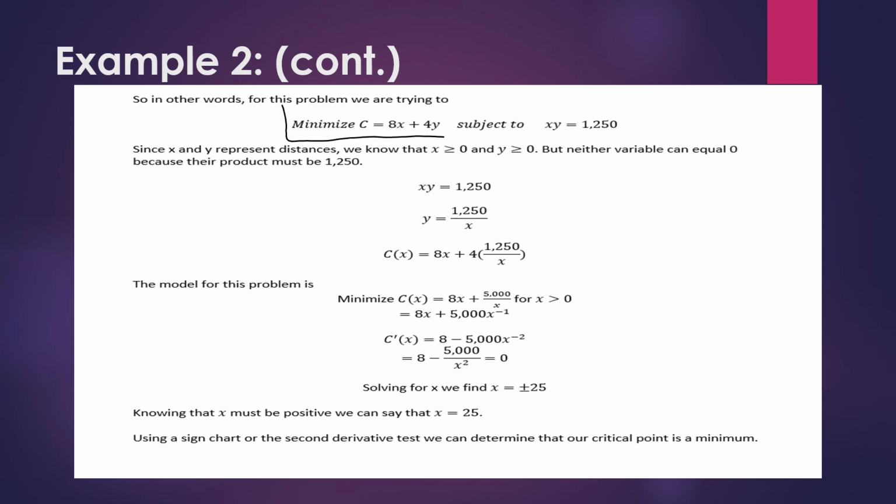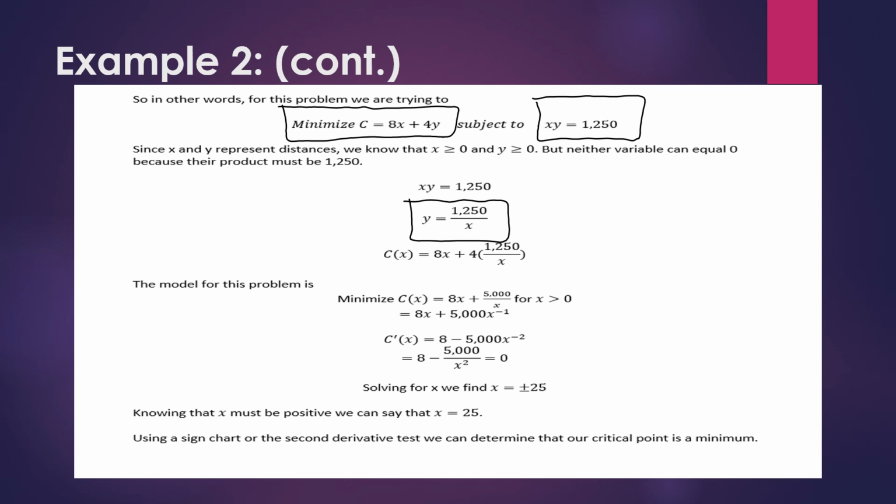We are trying to minimize the cost, which is 8x plus 4y, just like in example one. And our constraint is that x times y, or our area, is going to be 1,250. So also just like in example one, I need to solve for one of my variables. If I know that x times y is 1,250, that means that I could solve for y. And again, you could solve for x here. It really doesn't matter how you go about it. But I get that y is 1,250 divided by x.